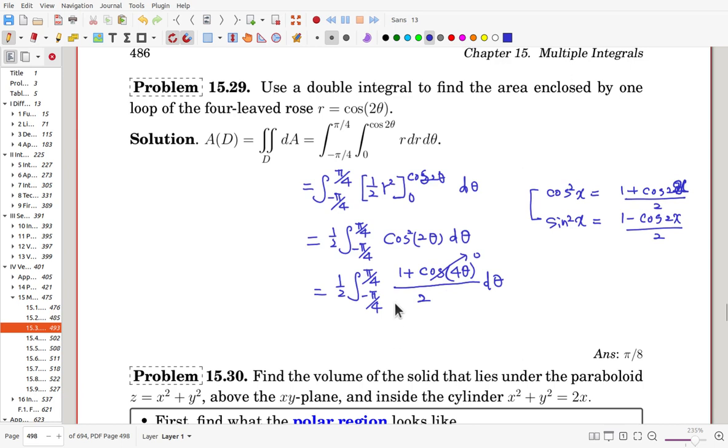Okay. So the remainder part is half. So that along with this half, 1/4, and that one, the length is pi over 2. So we can get pi over 8. That's the final answer. Okay.